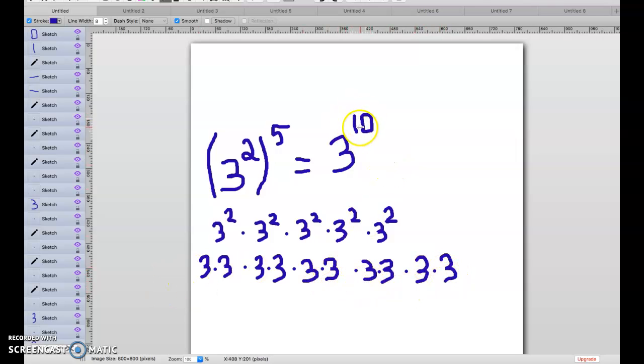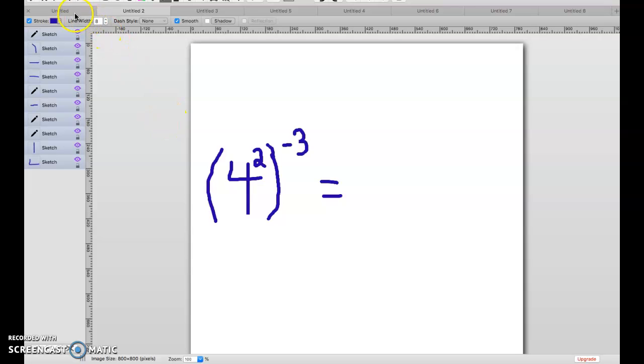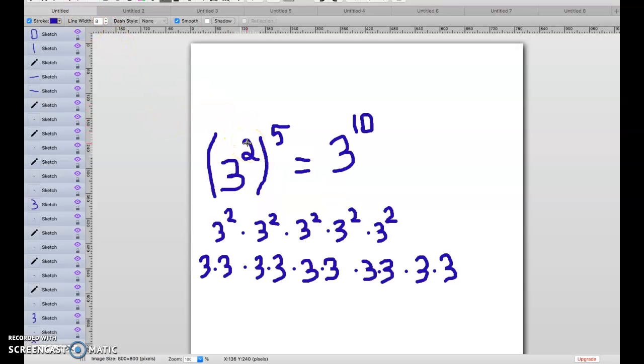So the long way is to count up all the things you're really multiplying together, because that's what an exponent means: counting how many times you're multiplying the same thing. There's a shortcut, which you may remember. When we're doing a power to a power, we are just multiplying the two powers together to get our new power. 2 times 5 gives us 10. You take your two powers and multiply them together, and that is your new power.